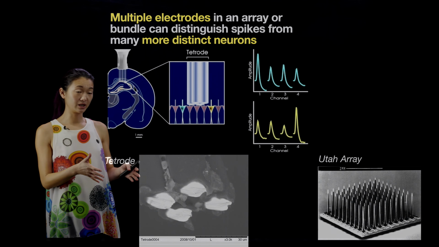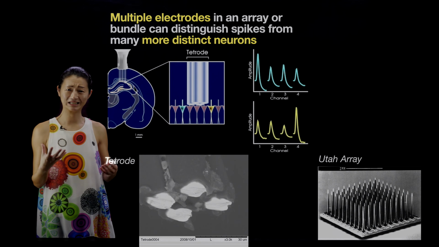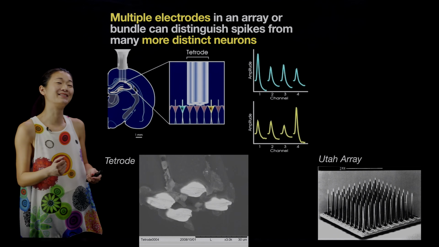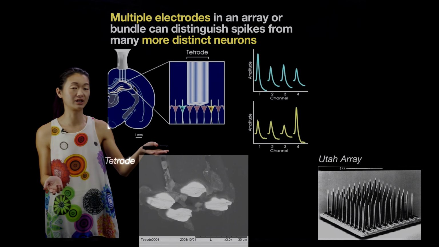A tetrode is one way of doing it. Another way of doing it is what's called a Utah array, that tiny little bed of nails thing over there. That's like 100 electrodes in an array. It's a 10 by 10 array of electrodes.